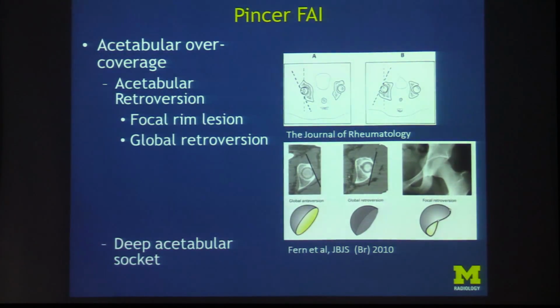Now, the other type of FAI, femoral acetabular impingement, has to do with acetabular morphologic variance or overcoverage. We have acetabular overcoverage in two settings: one, with acetabular retroversion, and two, with a deep acetabular socket.